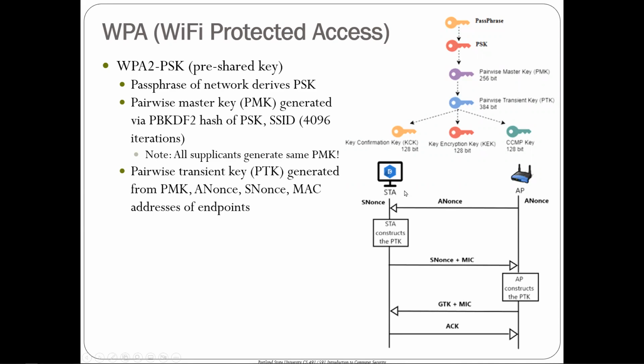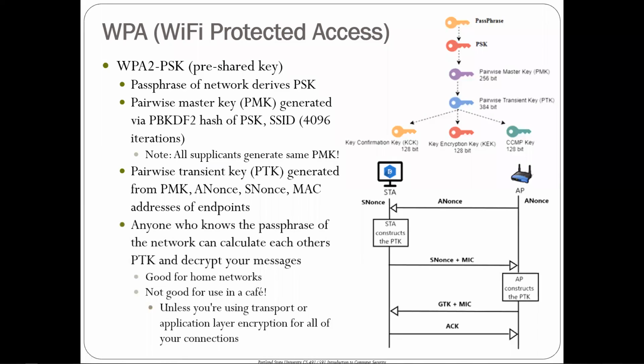And so the way we do this is we basically have a nonce exchange to generate random numbers that can then be used to generate these encryption keys back and forth. So the issue here is that anyone who knows the passphrase can calculate each other's PTKs, which are these pairwise transient keys that are generated from the master key, and then decrypt all your messages.